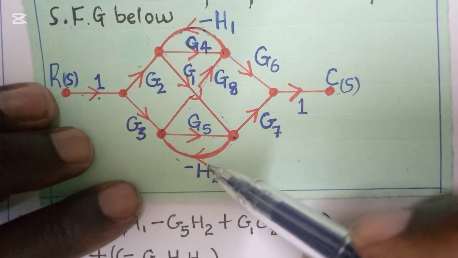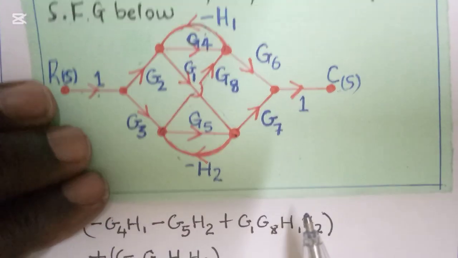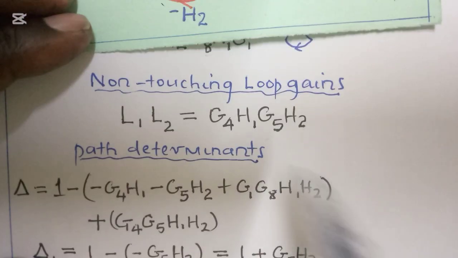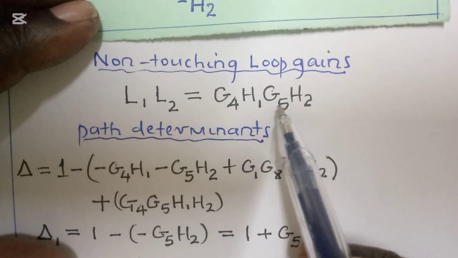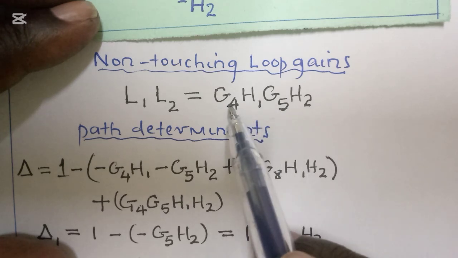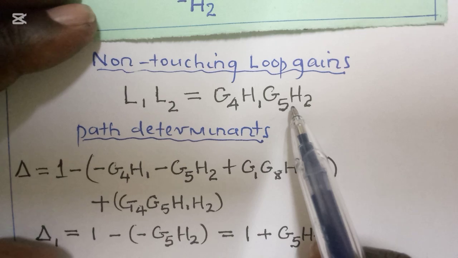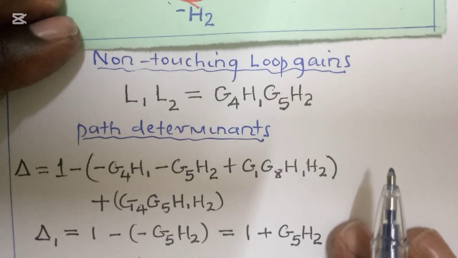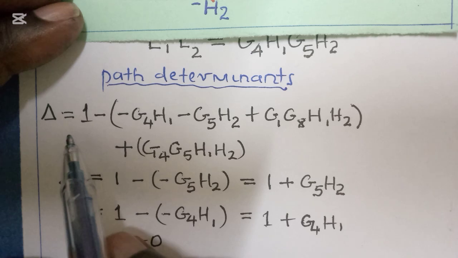And so we call those two non-touching loop gains. Then from there, and this is what we now look for, is their product. We write them as two, taken two at a time. Non-touching loop gains taken two at a time. That's what we say. Then when we come to the path determinant, guys, we have here path.